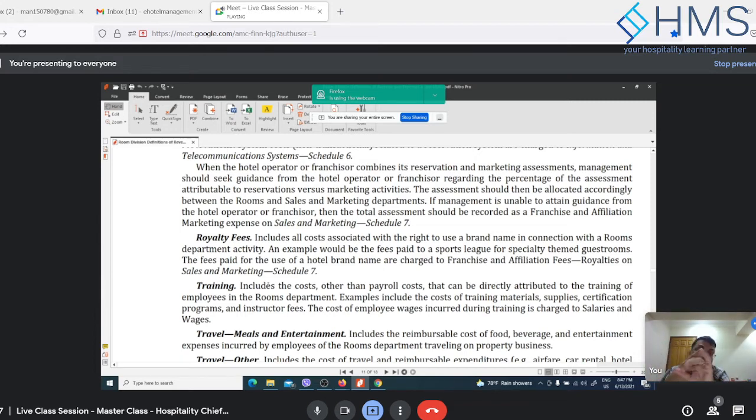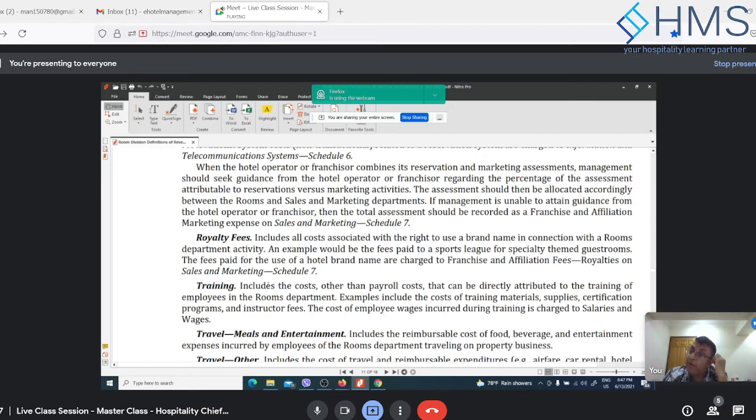So there are two royalty fees. One is the overall, like say for example, you are paying to Marriott for using the name of Marriott as an overall hotel name, right? So that is not a royalty fee for rooms department. That is a royalty fee for managing the hotel, and that goes below the operating expenses, below GOP, right? Yes, correct. That's a different fee.